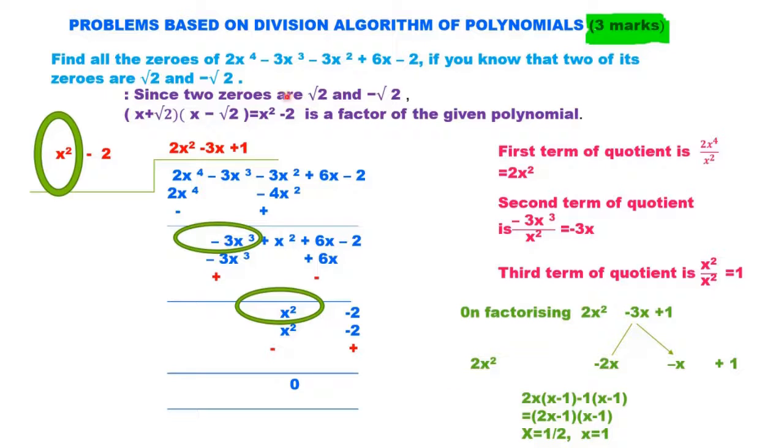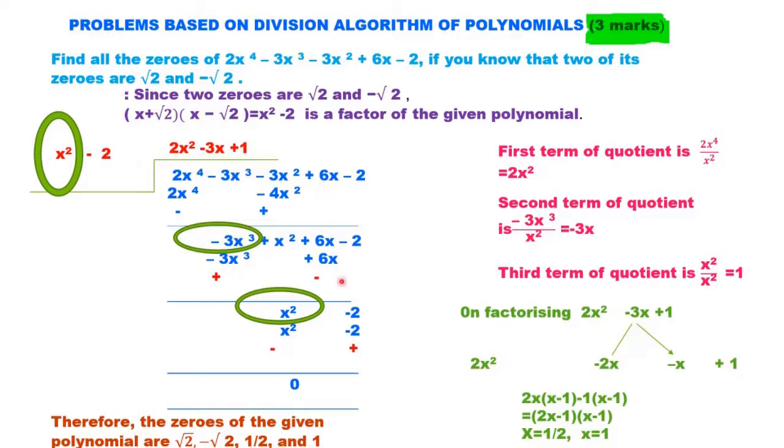We already had two zeros in our question. They were root 2 and minus root 2. And two zeros we found out. Altogether there are 4 zeros: root 2, minus root 2, half and 1. Why are there 4 zeros? We have already discussed it in our previous videos. It is a polynomial of degree 4, so there are 4 zeros.